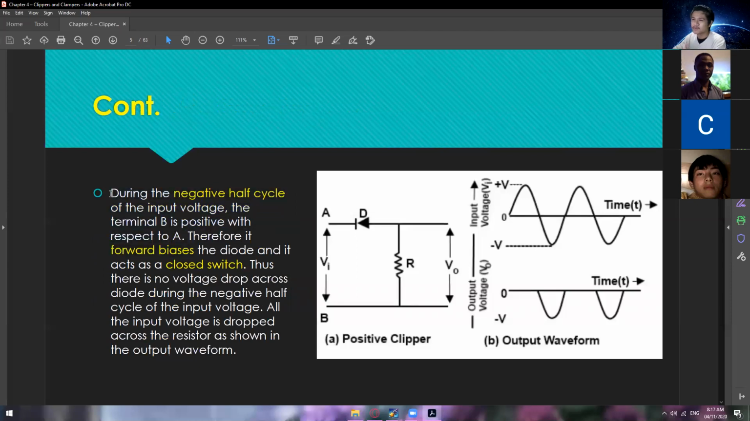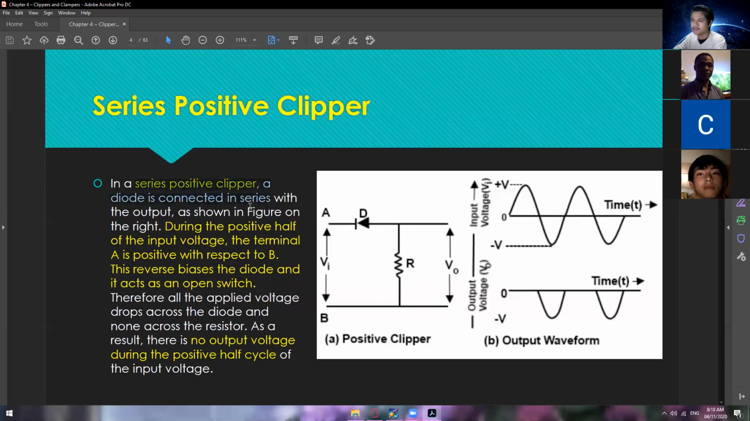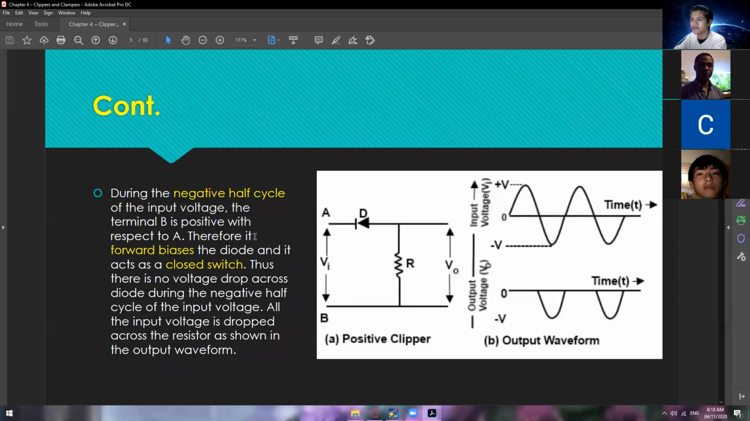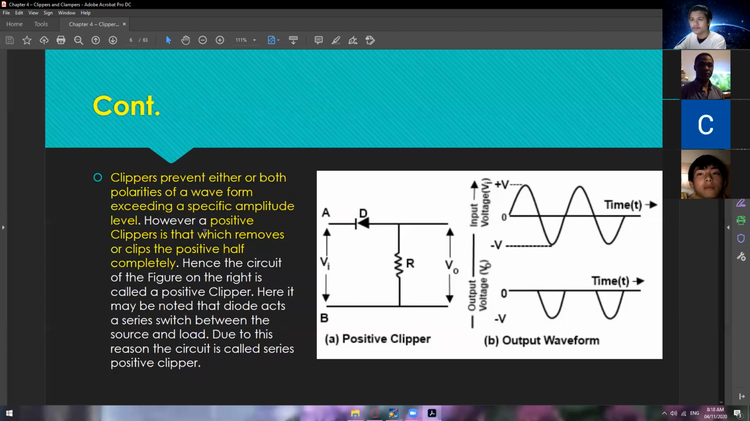I've just completed the description or definition of what will happen on the positive side and on the negative half. So this one is the explanation for the positive half, and this one is the explanation for the negative half. Same idea as the last meeting for the half wave rectifier. Again, clippers prevent either or both polarities of a waveform from exceeding a specific amplitude level.